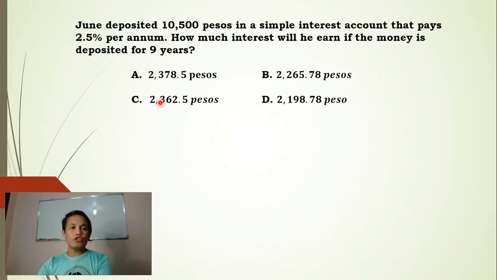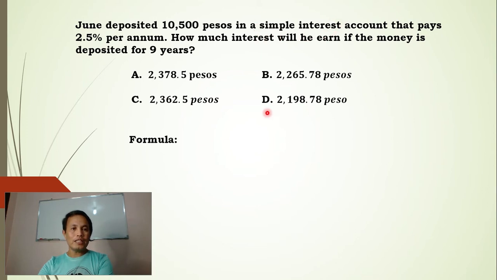So let us try to solve this problem. June deposited 10,500 pesos in a simple interest account that pays 2.5% per annum. How much interest will he earn if the money is deposited for 9 years? So letter A, 2,378.5 pesos. Letter B, 2,265.78 pesos. Letter C, 2,362.5 pesos. And letter D, 2,198.78 pesos. The problem talks of the simple interest.